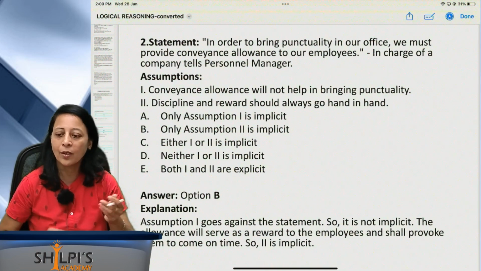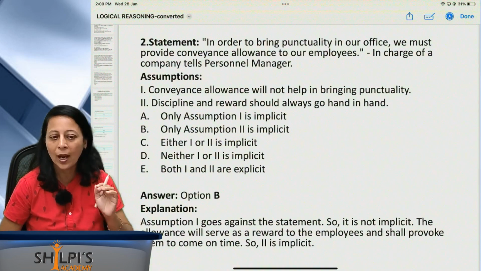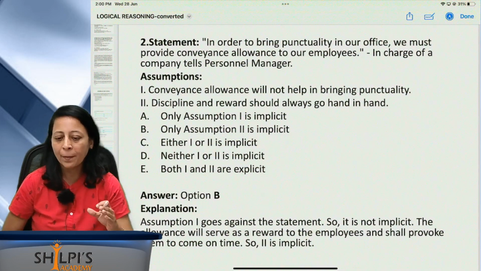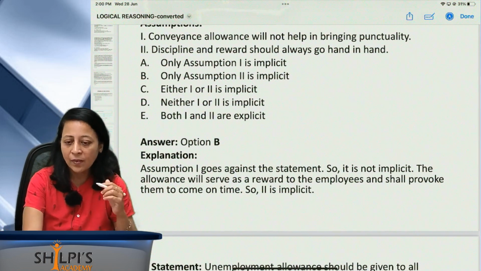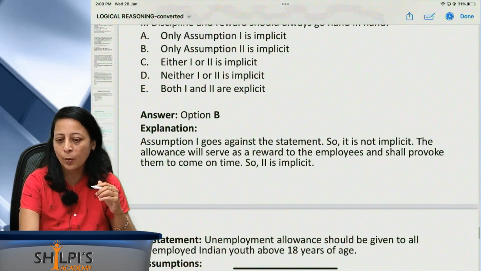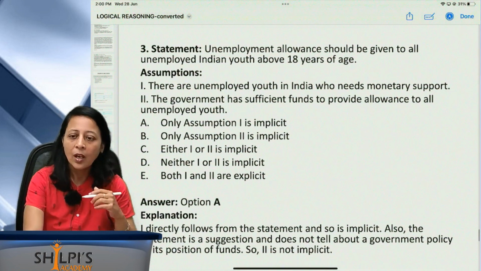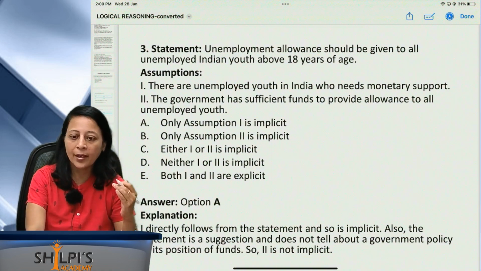Not that when you give a conveyance allowance, people will be punctual. It is not like that. So discipline and reward should go hand in hand. That is what is mentioned perfectly. So the option should be B. Assumption 1 goes against the statement, so it is not implicit. The allowance will serve as a reward to the employees and shall provoke them to come on time, so 2 is implicit.